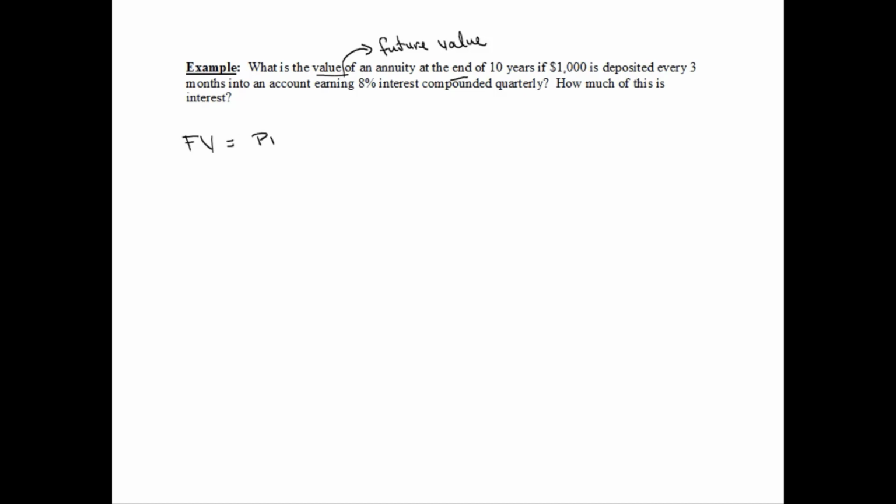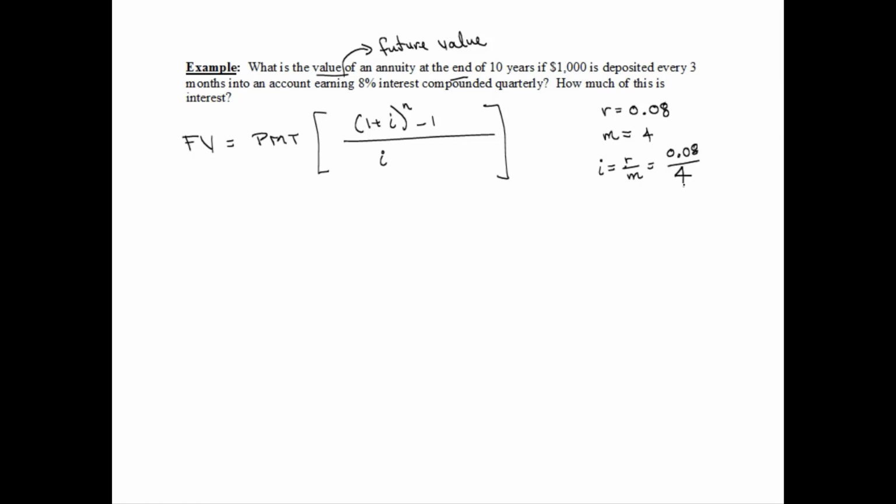Future value is equal to payment times (1 plus I to the n minus 1), all divided by I. And now we're going to write down what each of our variables is. So for R, we have 0.08. Number of compounding periods per year is 4. And so that means my I, which remember is R over M, that'll be 0.08 over 4.